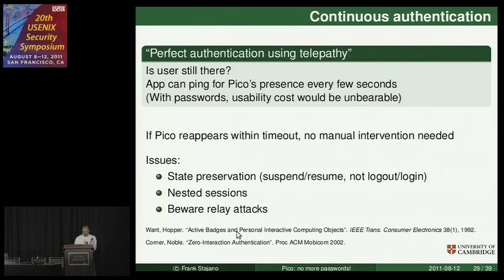So this is something that we did many years ago at one of my previous workplaces. Active Badges and Personal Interactive Computing Objects is a paper by Roy Want and Andy Hopper we developed at Olivetti Research, Cambridge. This was a system where you were wearing an electronic badge, and as you went near your workstation, it would unlock the workstation. You went away, and it relocked it. But it was nothing to write home about in terms of the security features.